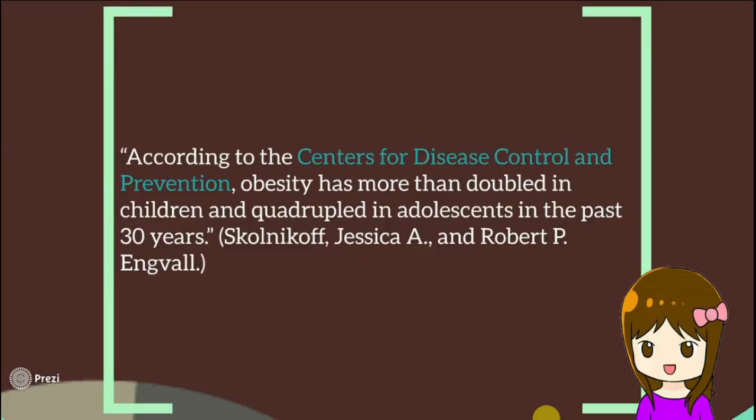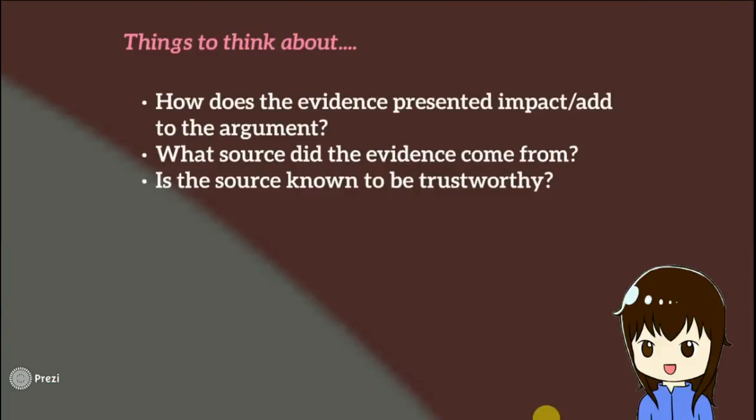This quote represents relevance and credibility of evidence because it is mentioned from where the evidence was found. In this case, the Centers for Disease Control and Prevention is a credible organization. Some questions to keep in mind when identifying the relevance and credibility of evidence are: how does the evidence presented impact or add to the argument? What source did the evidence come from? Is the source known to be trustworthy?